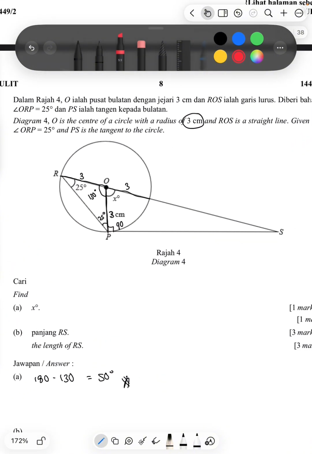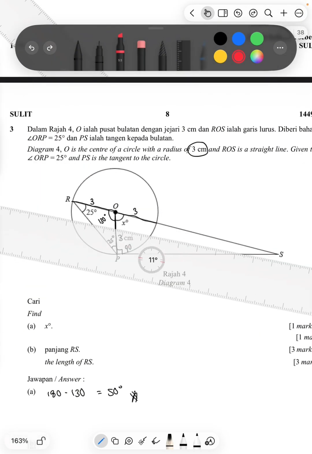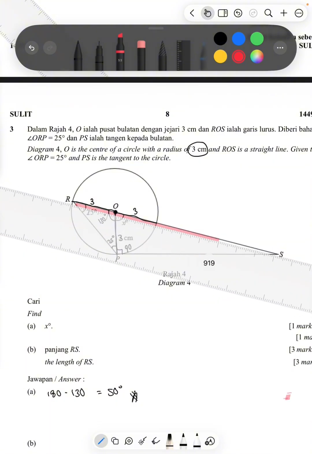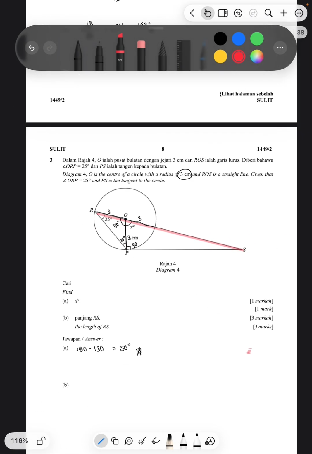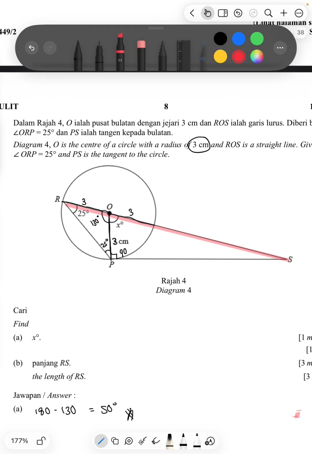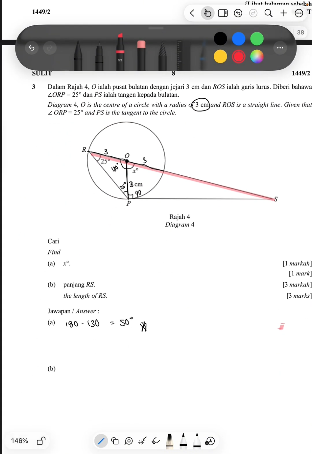Now the length of RS. Where is RS? Okay, this, they want us to find this. So I'm gonna highlight it so it's easier for me to identify. Now, in order to find RS, we already know that RS is also equal to RO plus OS.